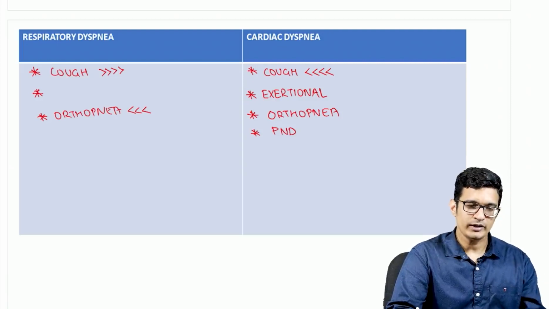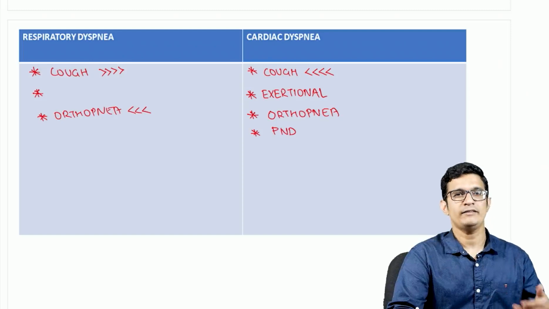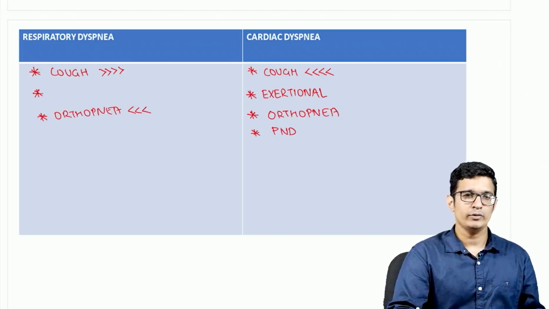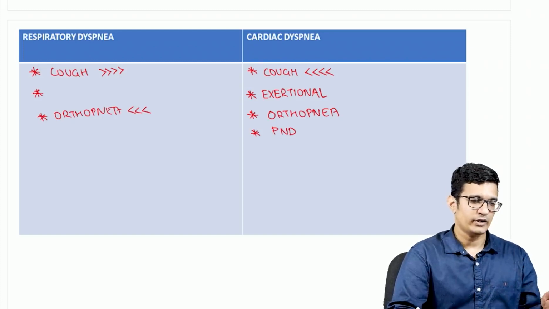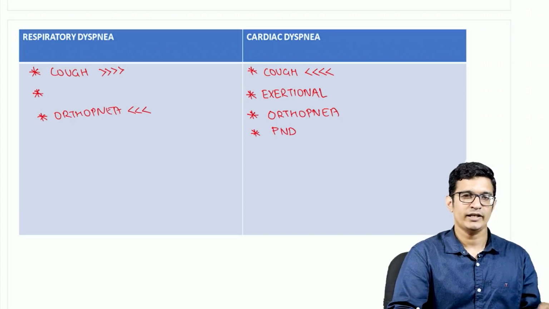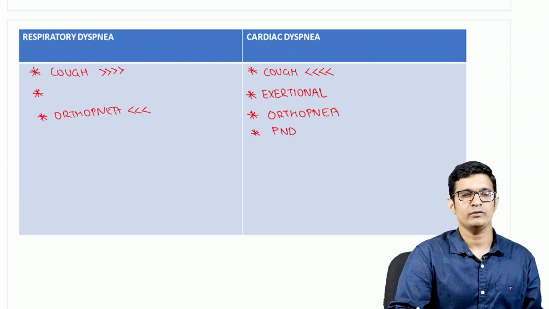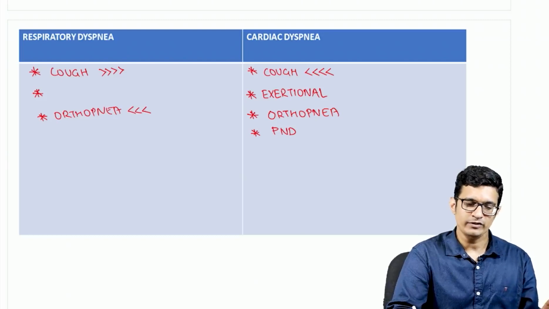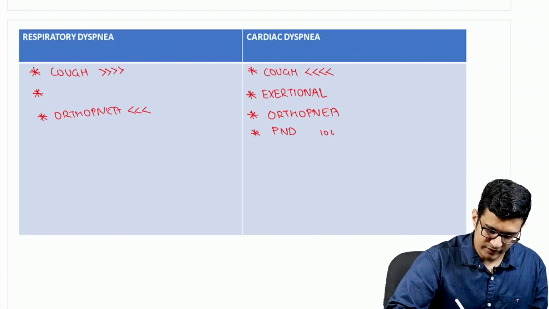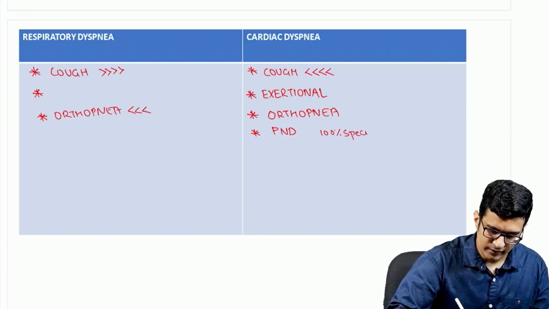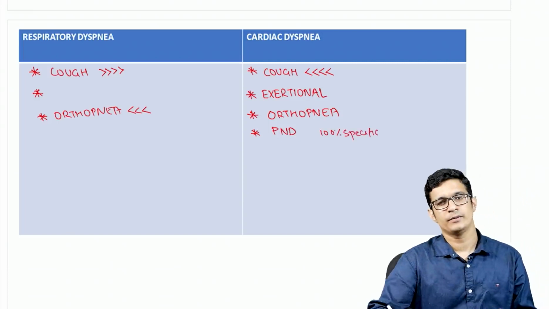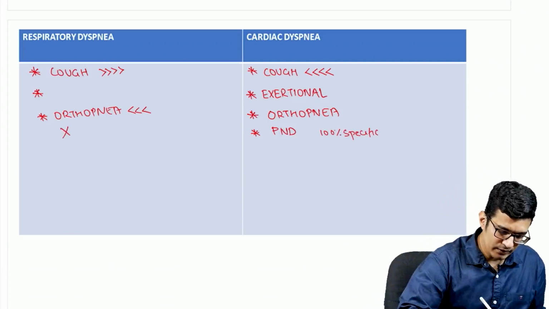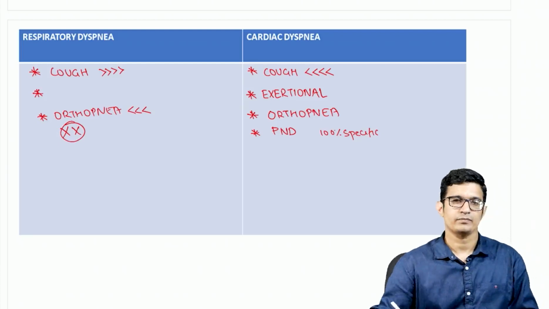So after 2 to 3 hours of going into sleep, if a patient is suddenly waking up with breathlessness and then he stands upright in order to improve his ventilation, and he wants to take some breath of fresh air into his system, that symptom is what we call paroxysmal nocturnal dyspnea. Now paroxysmal nocturnal dyspnea is 100% specific to a cardiac cause of breathlessness.